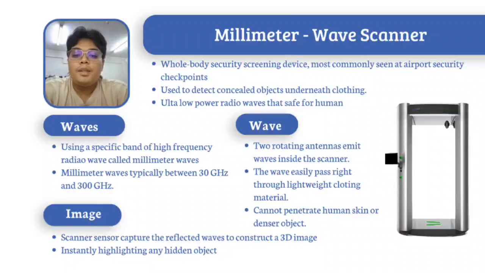Because these millimeter waves can easily pass through lightweight clothing material, but cannot penetrate human skin or denser objects, they bounce right back. The scanner sensor then captures these reflected waves to instantly construct a detailed 3D image, immediately highlighting any hidden items without compromising passenger safety.